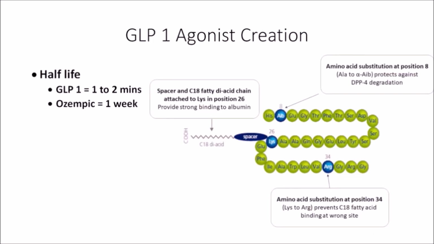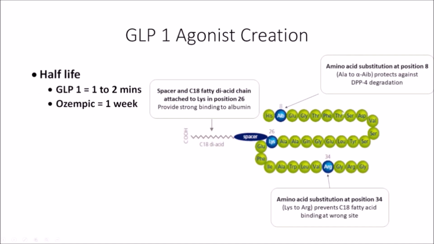Now, getting into the background of how GLP-1 agonists were created, essentially they took the natural GLP-1 compound and they made 3 different changes to the molecule at the 8th, 26th, and 34th amino acid. So you can see all of these little balls are just different amino acids that make up the larger protein that is GLP-1. And overall, these changes were made in order to increase the half-life of the compound. As you can see here, normally GLP-1 only lasts 1 to 2 minutes in your body to exert its effect. But because of these changes that were made, Ozempic or semaglutide lasts up to 1 week in your body.